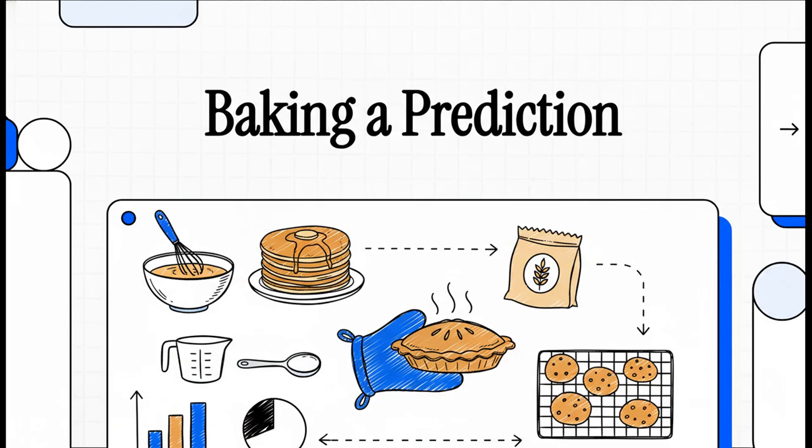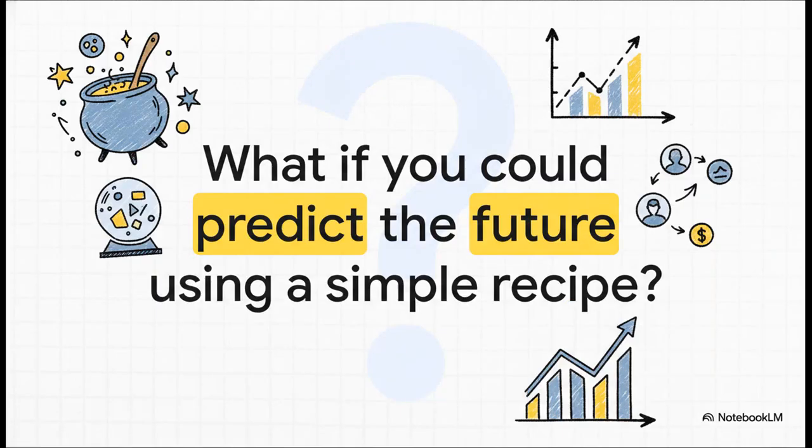All right, today we're stepping into the kitchen, the machine learning kitchen, that is. We're going to bake a prediction from scratch. And look, it might sound all high-tech and complicated, but I promise you, the basic recipe is something you already get. It's really just like baking a cake. I mean, think about it for a second.